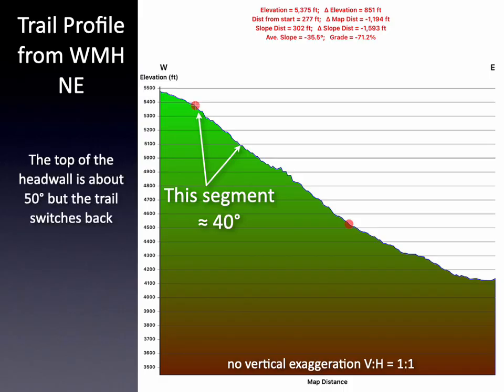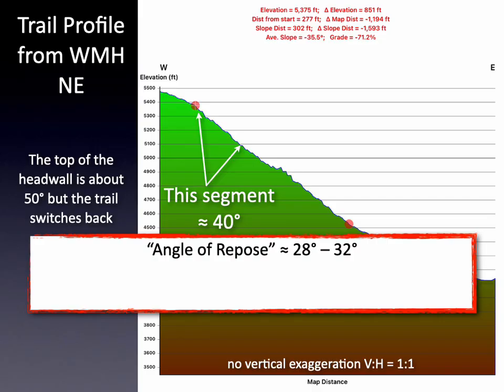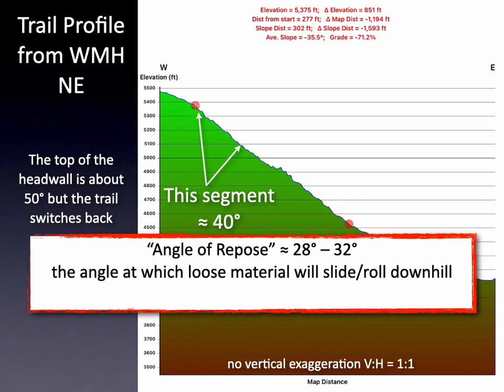The top of the head wall itself is actually about 50 degrees, but the trail switches back, reducing the angle to about 40 degrees. And this is a good time to bring up an important concept in understanding trails and how dangerous they are, and that is the angle of repose. The angle of repose for most materials is on the order of about between 28 and 32 degrees. And what that means is it is the angle at which loose material will slide or roll downhill. And that loose material could be the hiker who loses their footing on a slope like this.